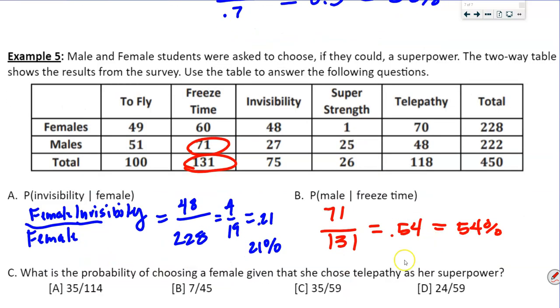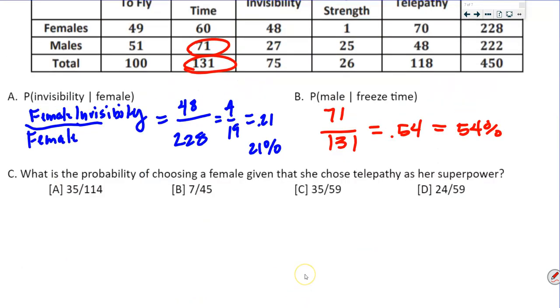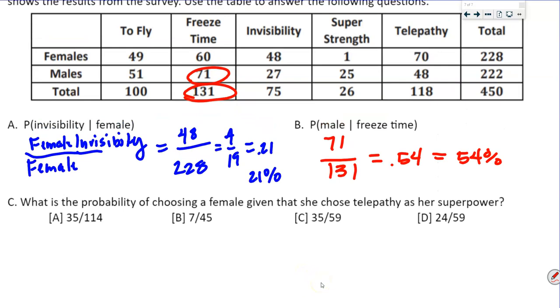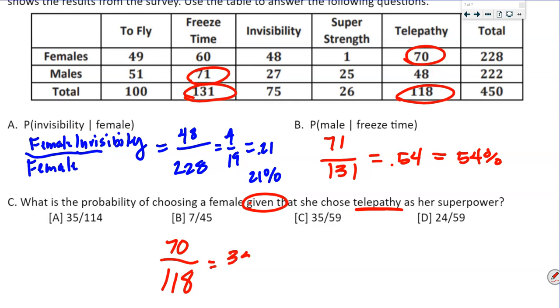Okay? The next one says, what is the probability of choosing a female given that she chose telepathy as her superpower? So here's your given. This time it's telepathy. See it? So there's your telepathy. Okay, so that's going to be our 118 on the bottom. And then it says choosing a female. So there's our females. So that's going to be 70 over the 118, right? That reduces to be 35 over 59, which is 0.59, which is 59%. Okay?